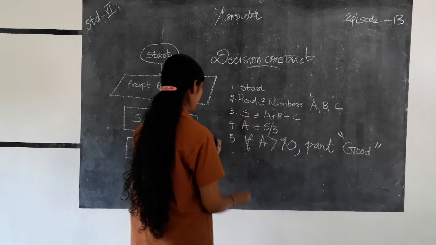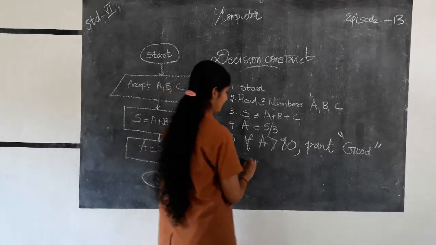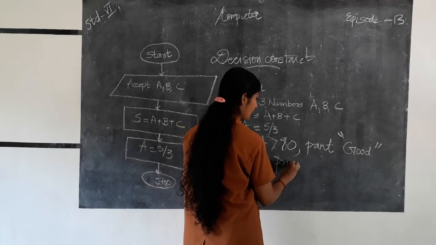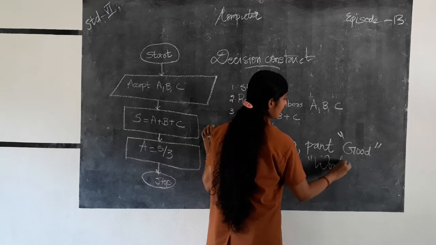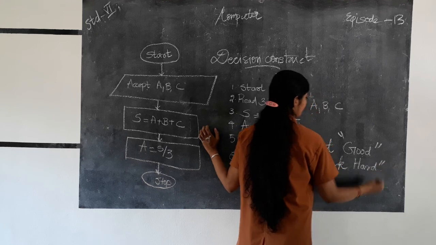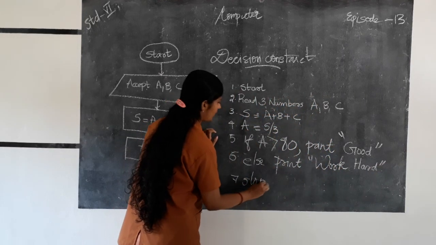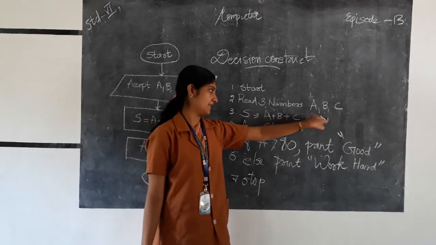So another part, otherwise or else, print work hard. Then step 7, stop. Okay, once again: start, read the three numbers A, B, C.